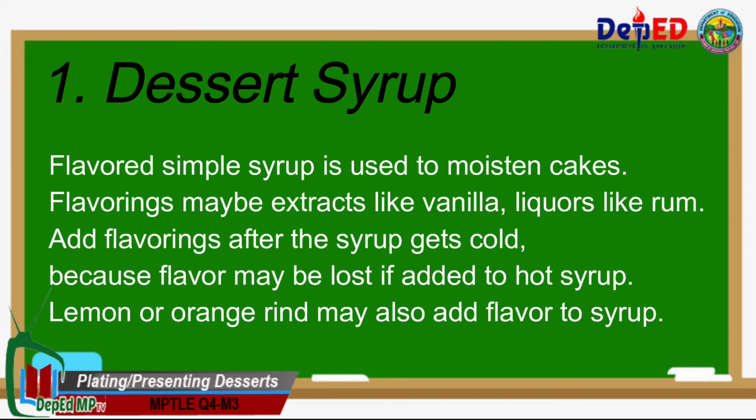Number 1. Dessert syrup. Flavored simple syrup is used to moisten cakes. Flavorings may be extracts like vanilla and liqueurs like rum. Add flavorings after the syrup gets cold because flavor may be lost if added to hot syrup. Lemon or orange rind may also add flavor to syrups.